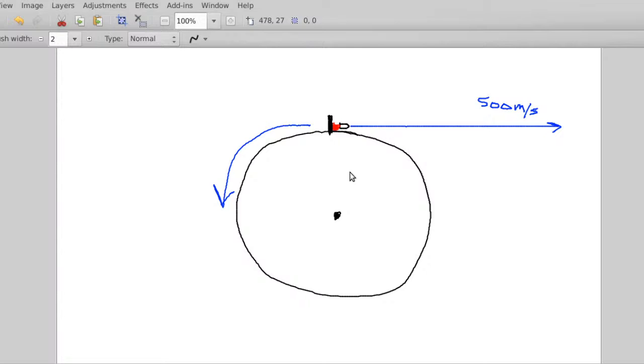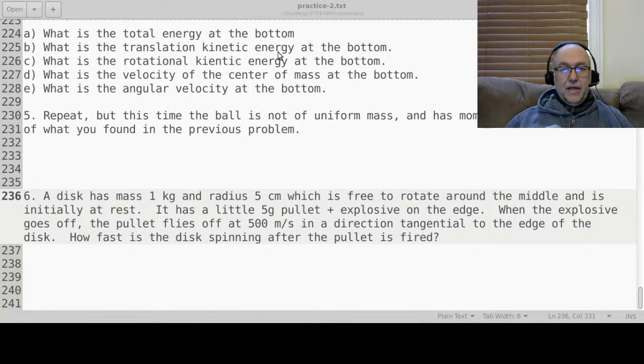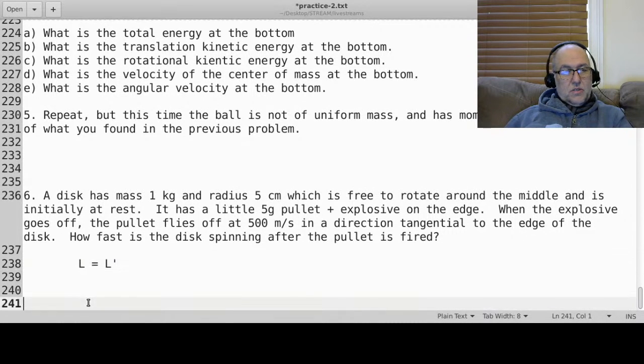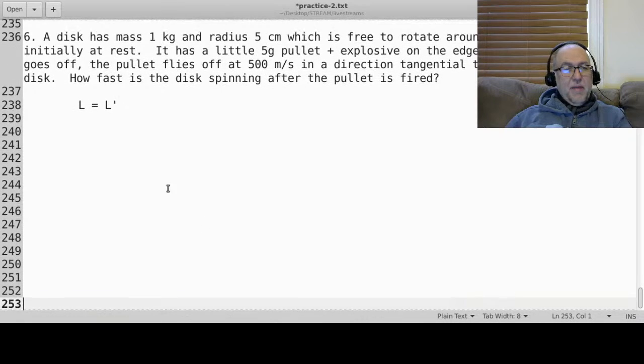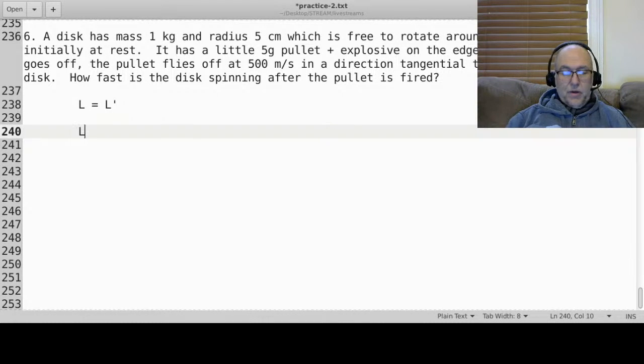And you go, geez, how in the world would I ever do this problem? It looks a little difficult, but it's not that bad if you think about it in terms of angular momentum, a conservation of angular momentum. Let me write the conservation law. L is equal to L primed. That's it. And you go, geez, that doesn't give me a lot of information. All it says is that whatever the angular momentum is before, it's the same angular momentum after.